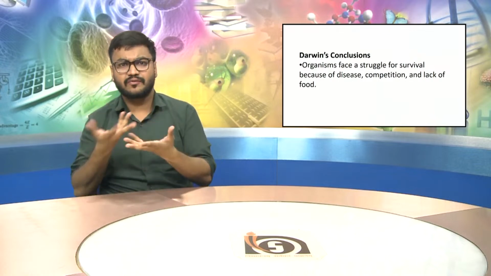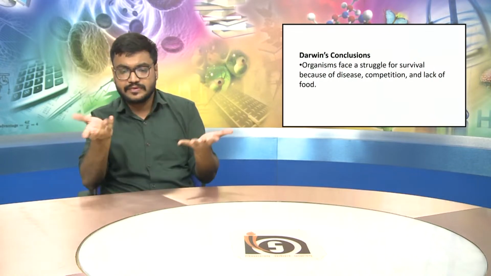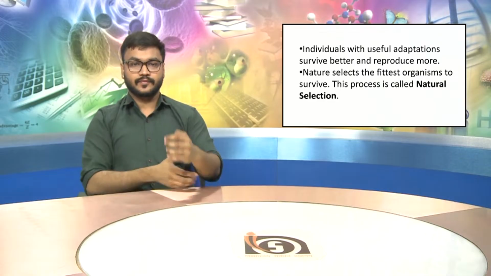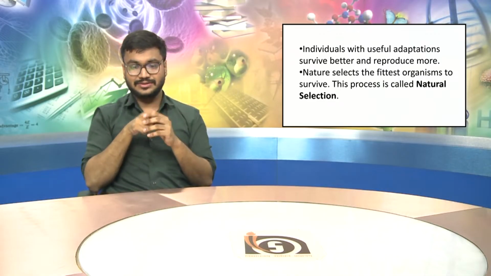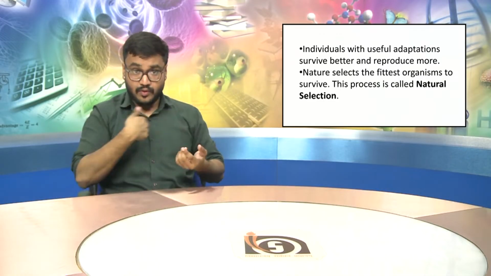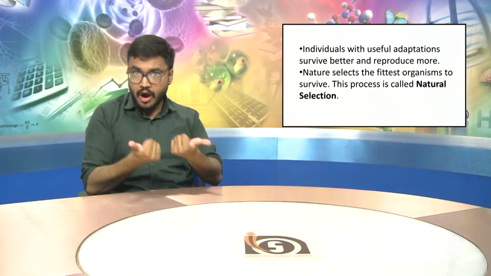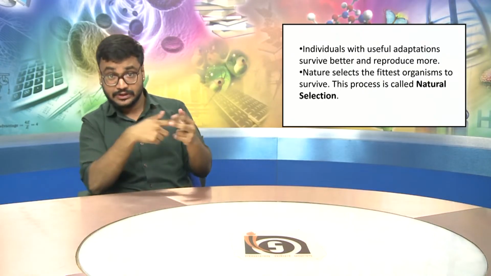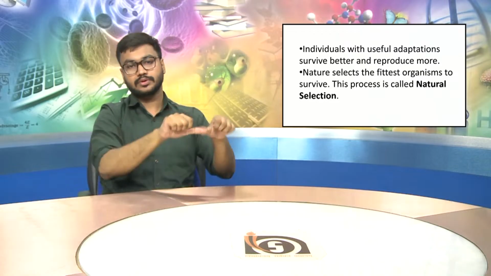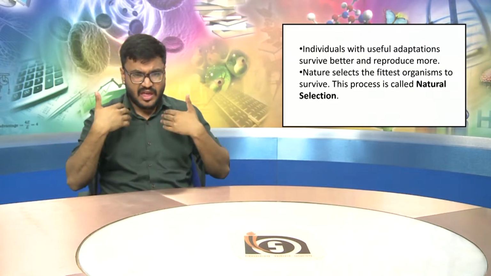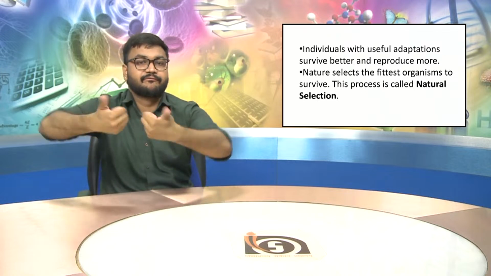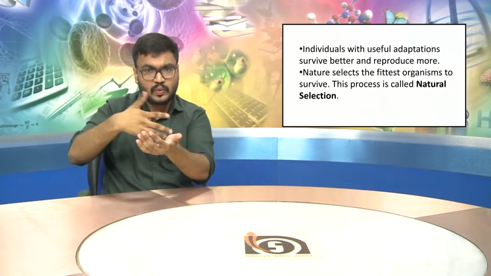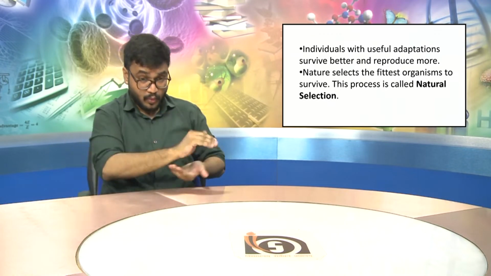Darwin's conclusions: organisms face a struggle for survival because of disease, competition, and lack of food. Individuals with useful adaptations survive better and reproduce more. Nature selects the fittest organisms to survive, and this process is called natural selection.